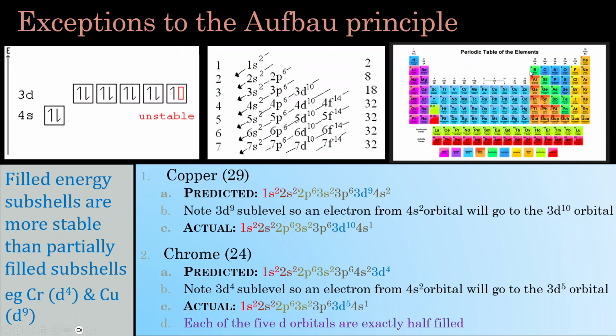So by Aufbau, we predicted copper, for example, to be 1s2, 2s2, 2p6, 3s2, 3p6, then 3d9, 4s2. That's what we predict. But what's going to happen is it's actually going to fill the 3d subshell before filling up the 4s1. So that's an exception to the Aufbau principle. And the same thing with chrome. It's just going to go 3d5 4s1.